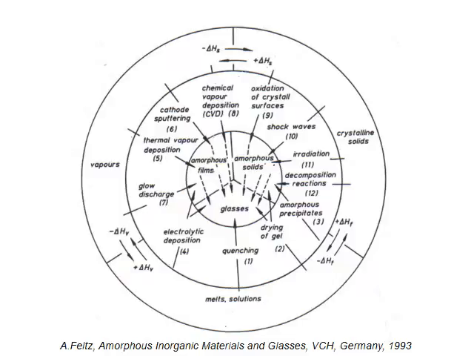A survey of methods for preparing non-crystalline solids is given in this scheme. As we've seen, glasses are obtained by sufficiently rapid cooling or quenching of melts. Glasses can also be obtained by drying gels from solutions.